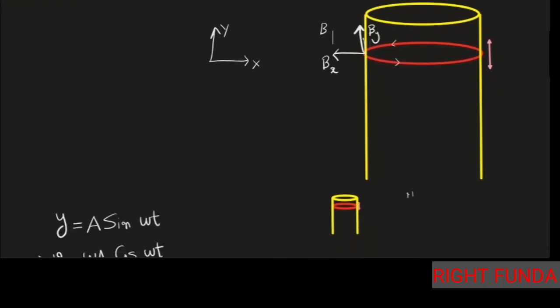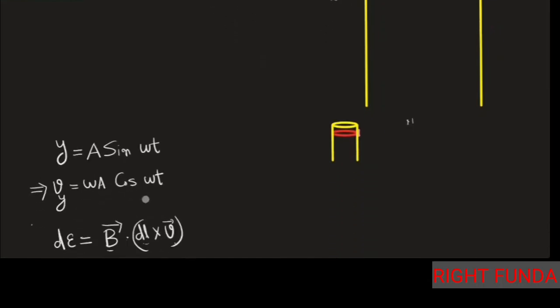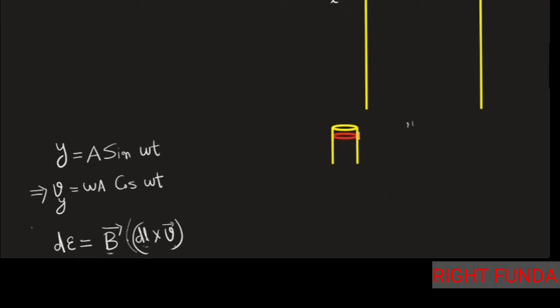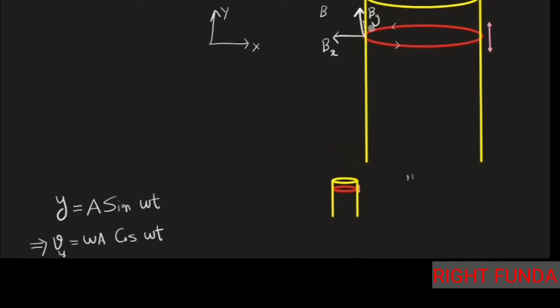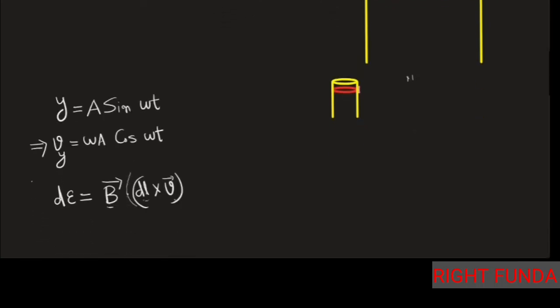You see that dl cross v is perpendicular to the velocity as well as to dl. So the B component in the direction of v, this By component, is perpendicular to dl cross v, so that dot product will be 0. What will contribute to the emf is only the x component, which will be responsible for the emf in the rod along the length of the rod.